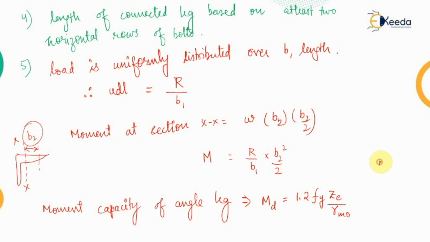If the design capacity is less than the moment which is coming onto the section because of the bearings that we have provided, that means we need to revise the section and we need to increase the thickness of the angle section, so that the moment capacity can be increased. And once it reaches the value of the design moment, then we can fix our thickness for the angle section. Now in the next step we will calculate the shear capacity of the leg.